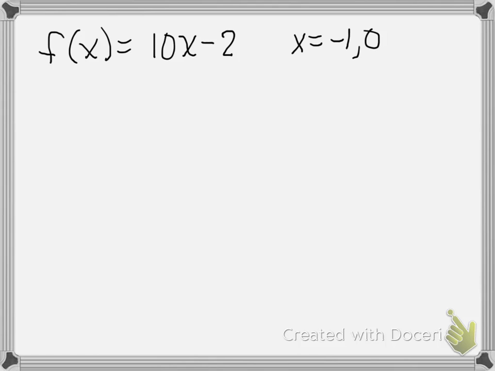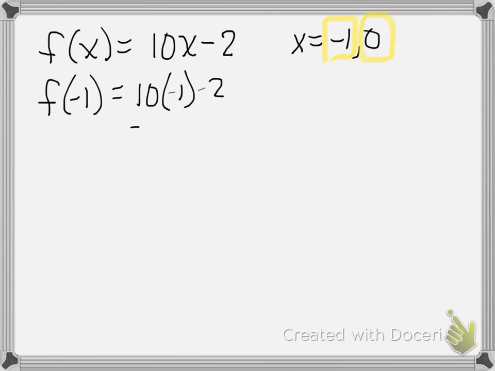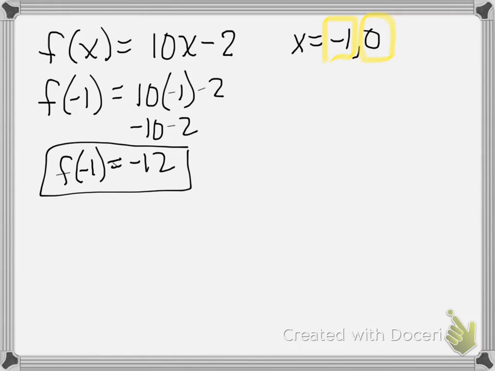They also can write it like this, where they're asking you to find two different points. They're saying, what if I put a -1 in for the x, and what if I put a 0 in for the x? So those are two different things. It's just like giving you two problems in one. So you say f of -1 equals 10 times -1 minus 2. So f of -1 is -12. And then you can do f of 0.